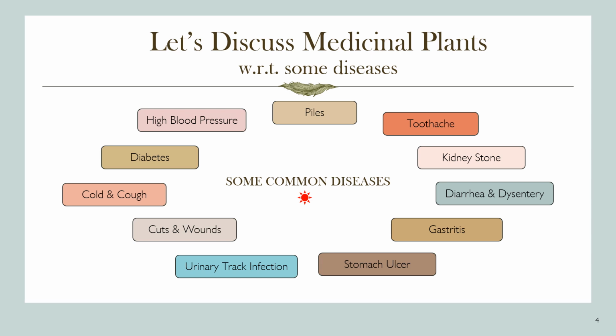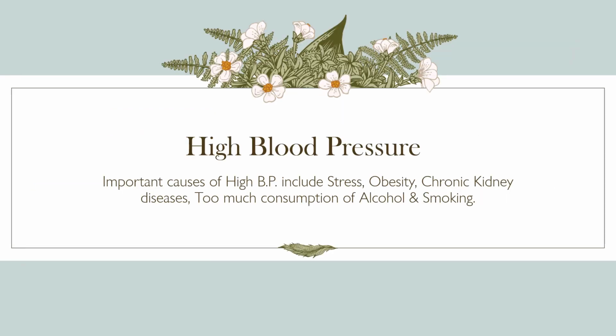What are some of the important diseases or common diseases that we see in our day-to-day life? High blood pressure. They are very common. Diabetes, cold and cough, cuts and wounds, urinary tract infection, stomach ulcer, gastritis, diarrhea and dysentery, kidney stone, toothache, piles. These are very common that we see. So we'll be talking about the medicinal plants that are used in certain diseases. So firstly, we'll talk about the high blood pressure.